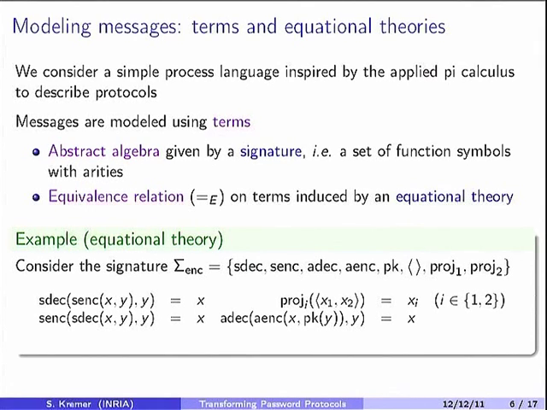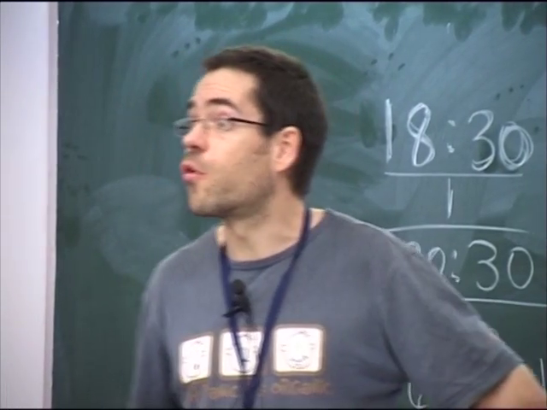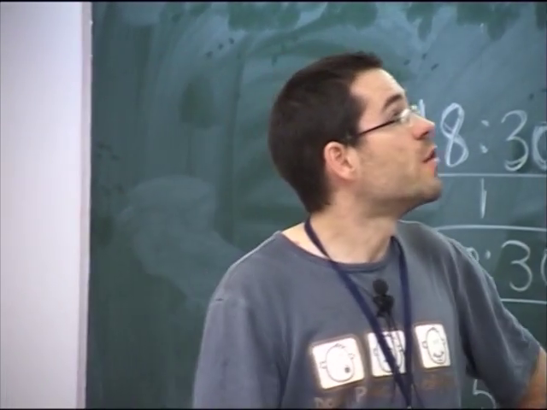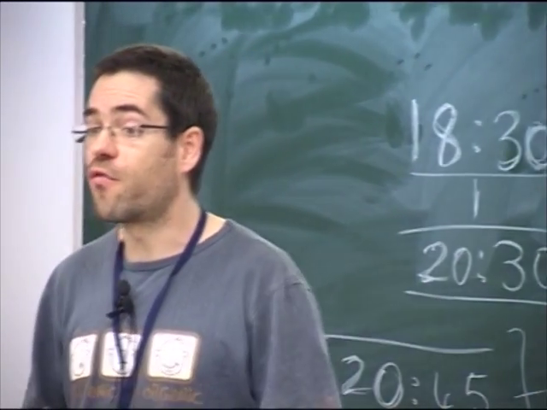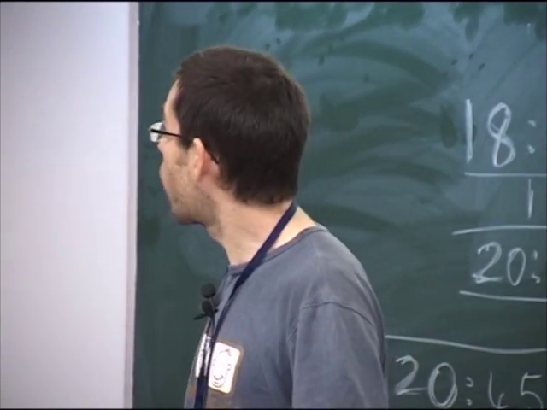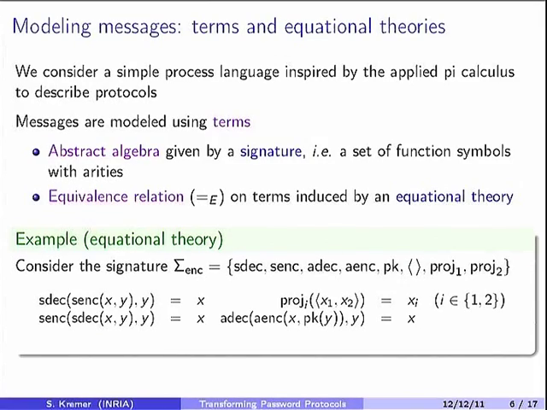Okay, so how do we model messages in these protocols? The idea is to say that they are basically abstract terms, like in first order logic. So you have a signature, which is basically a set of function symbols, and then you equip these function symbols with an equational theory, which gives you some equalities.